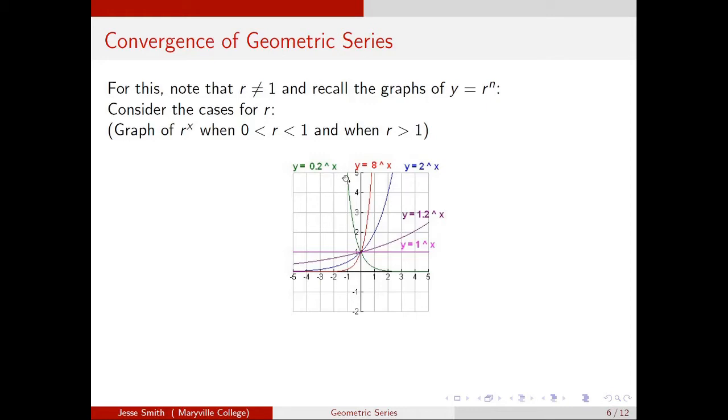What you can notice is that when r is less than 1, you'll have a decreasing function, and when r is bigger than 1, you'll have an increasing function. And when r is less than 1, you'll be converging to 0 at infinity, and when r is bigger than 1, you're going to be diverging to infinity.